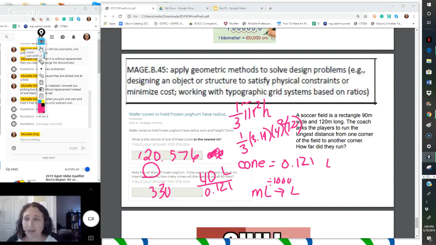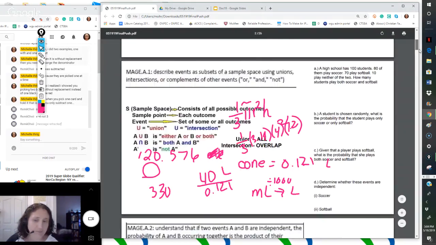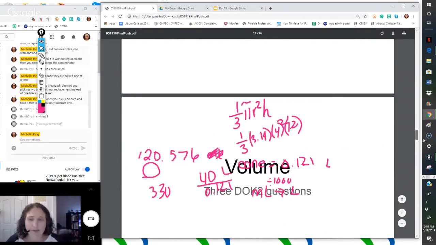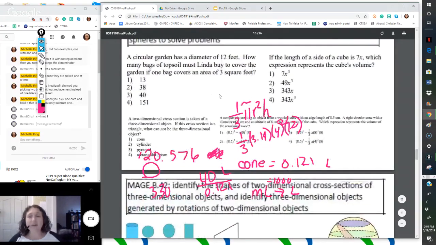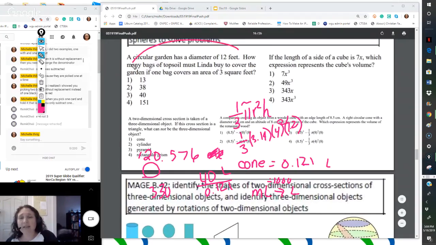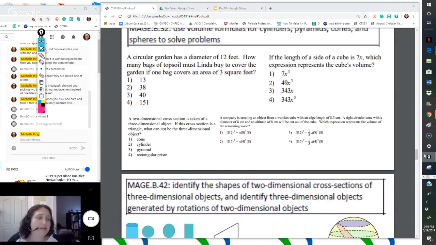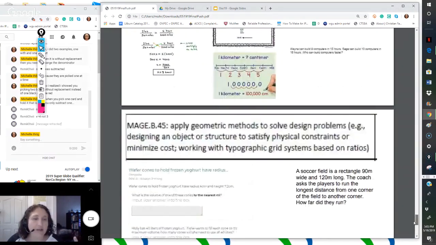In the circle problem up here with the garden, it was the same idea. First we would have had to figure out the area of the circle, and then from there, divide out to see how much we can cover and how many bags we need. So my point is sometimes you have to do 2 steps for one question. That's what we're doing for the DOKs. Let's look at this last one.